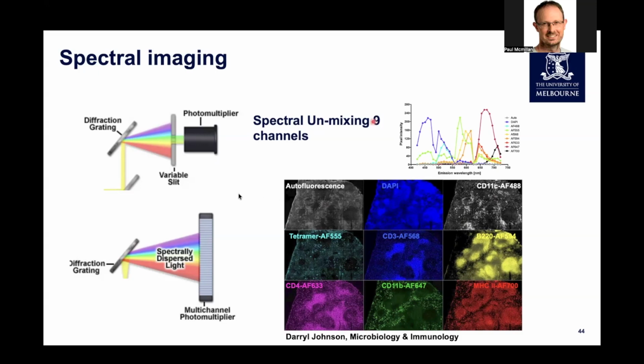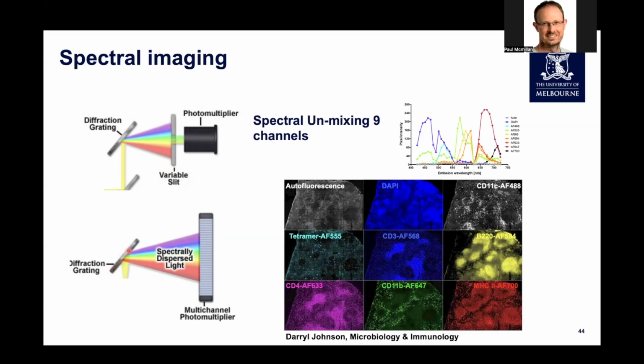Technically on the microscope, there's a couple of different ways of doing this. So in this case, we've got a diffraction grating. Sometimes it can be a prism as well, which separates the light out into the different wavelengths. And then in front of our detector here, which is the PMT tube, we have this variable slit. So we can actually vary what wavelengths go through to our detector.